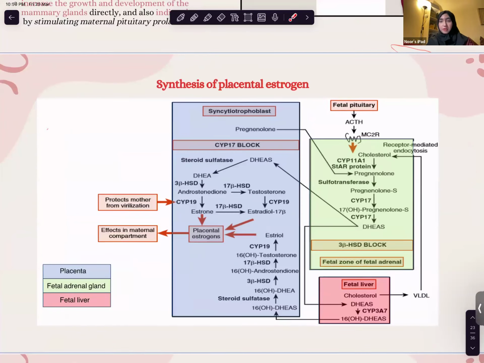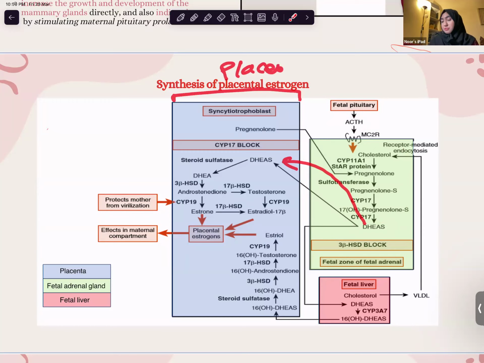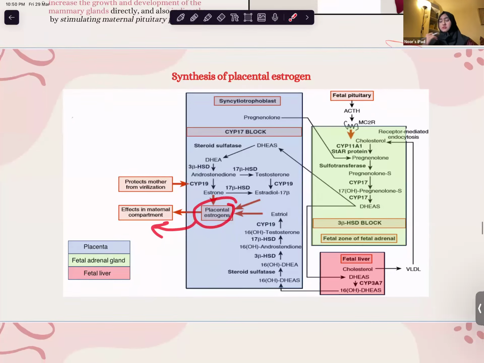A little bit of a complex picture, but it's a very good picture. The fetal pituitary gland releases ACTH. Under the influence of ACTH, all these reactions occur where an androgen called DHEAS is produced. DHEAS moves to the placenta. When I say syncytial trophoblast, I basically mean placenta. It moves to the placenta and is desulfated, and it's going to form estrone and estradiol, which are forms of estrogen. This estrogen goes to the maternal compartment and has its effects, like we just mentioned.